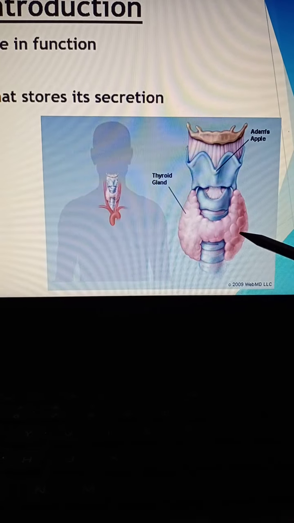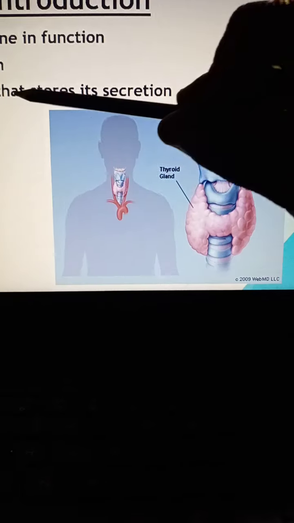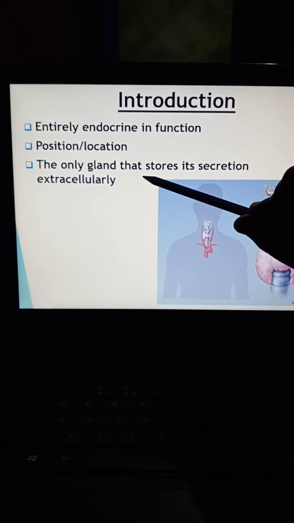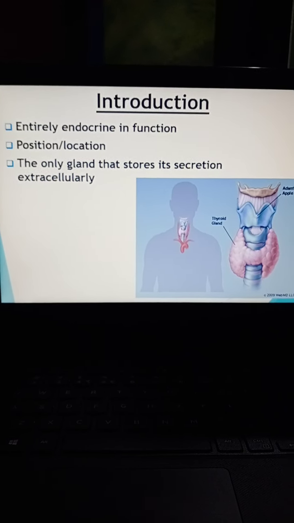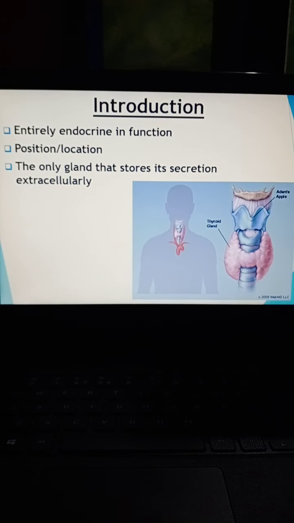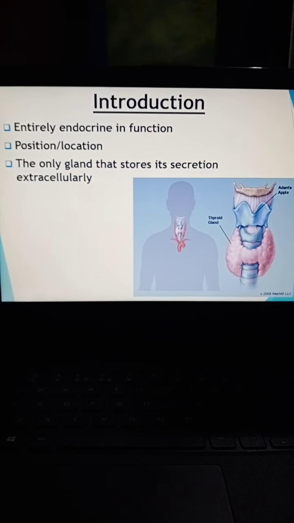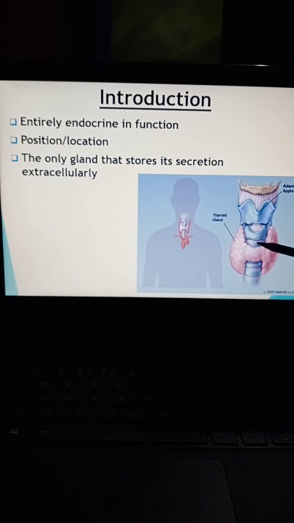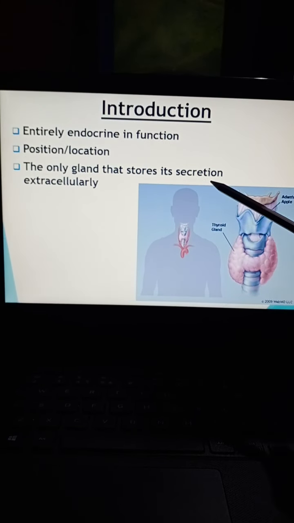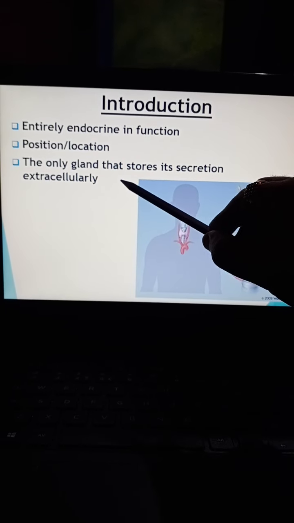The peculiarity of the thyroid gland is that this is the only gland in our body that stores its secretion extracellularly. You know that all secretion, whatever is secreted by any cell of our body, is stored inside the cell. But here this thyroid gland stores its secretion extracellularly. Very interesting and very important.